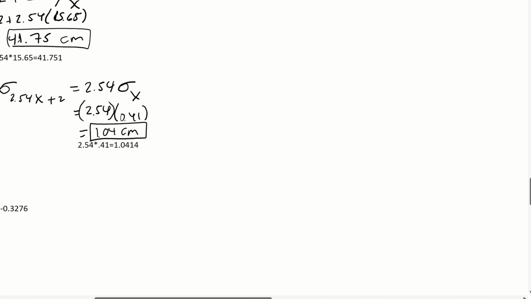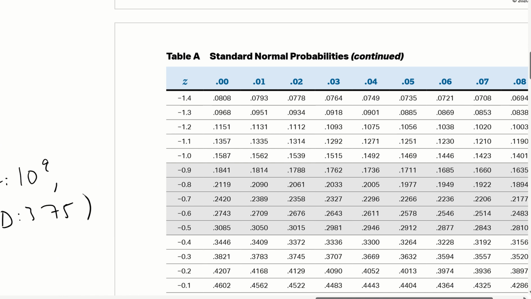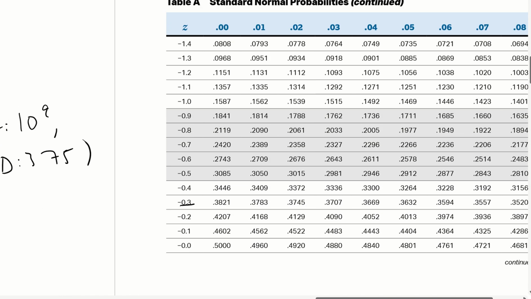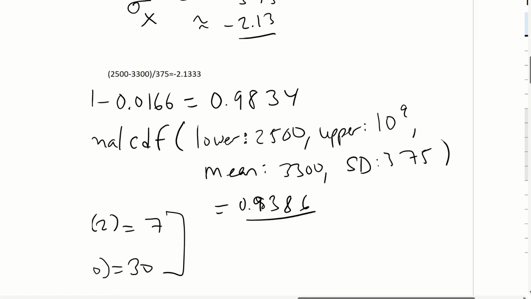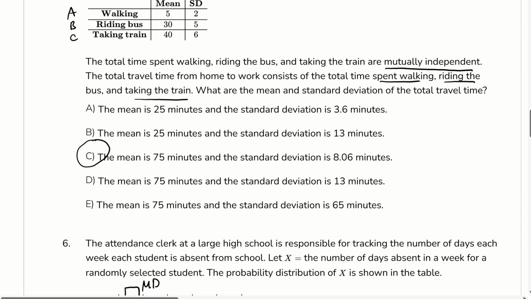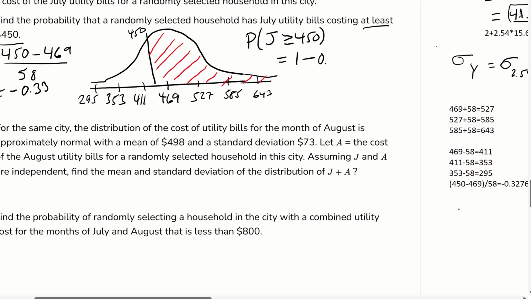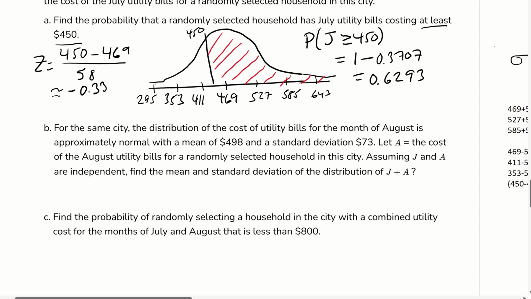All right, so then we go to our table, negative 0.33. Okay, 3. So 0.3707, and then subtract that from 1. All right, so you get 0.6293. All right, so that's the probability. So it's going to be around there.